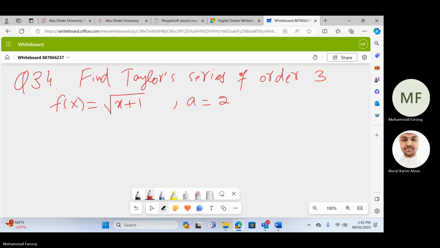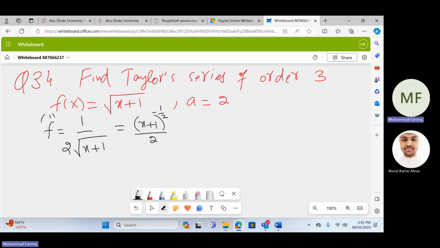Now, first of all, you should know this Taylor series format. We know it very well. Order 3 means we have to take the derivative of the function 3 times. Understand? Okay, please start. First derivative is 1 over 2 square root of x plus 1. Now, for the second derivative, I rewrite it as minus half power. I did not do anything, I just rewrote my first derivative in this form so that I can take the second derivative easily.